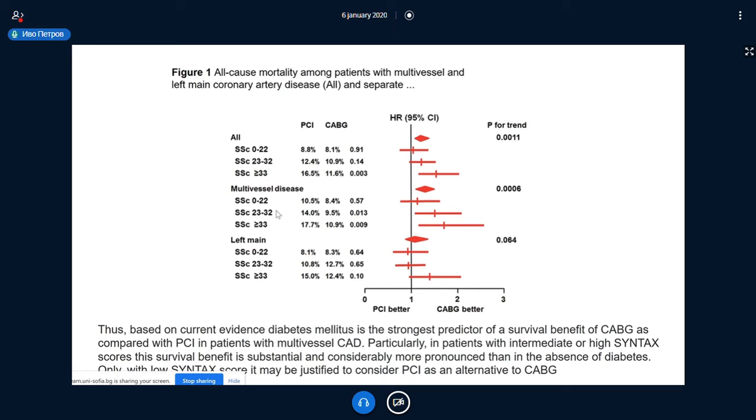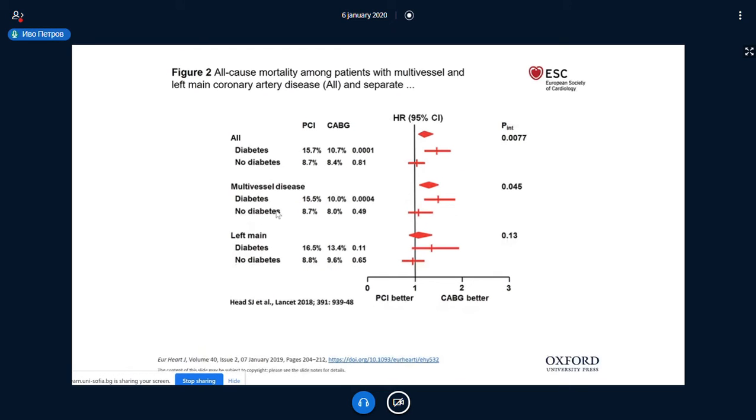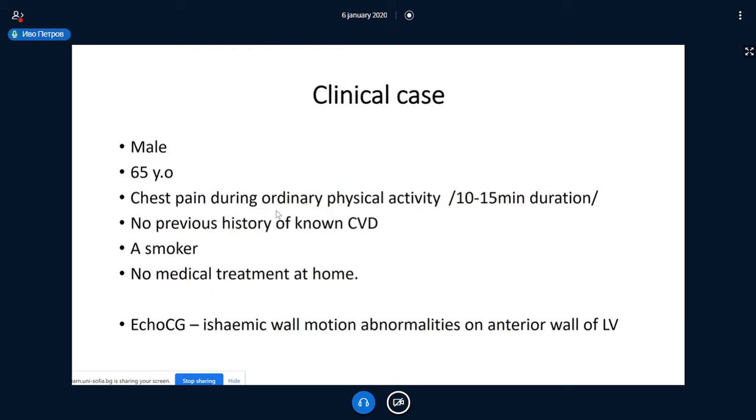CABG or percutaneous intervention. In case the anatomical details are too risky and too complex for percutaneous intervention, and the SYNTAX score is more than 22, and especially more than 33, the only option is coronary artery bypass grafting, especially in diabetes. Coronary bypass improves the prognosis in diabetics more than percutaneous intervention.